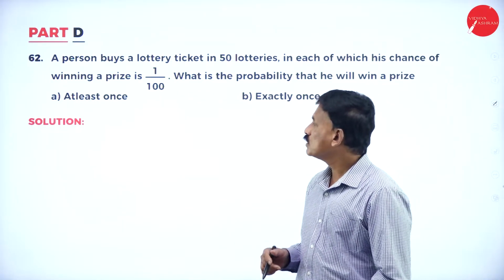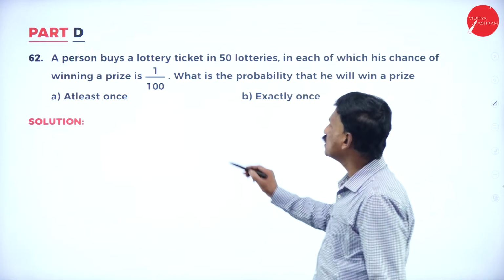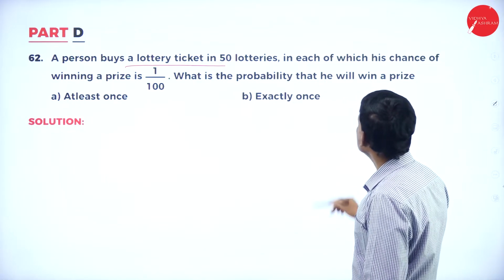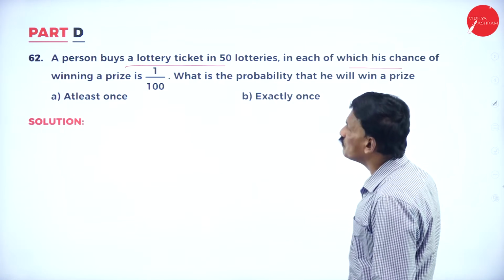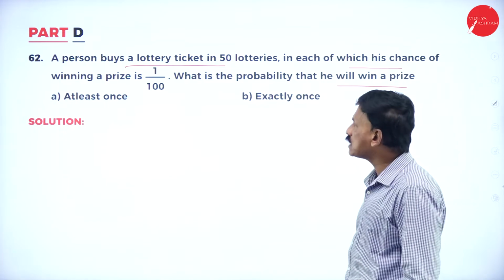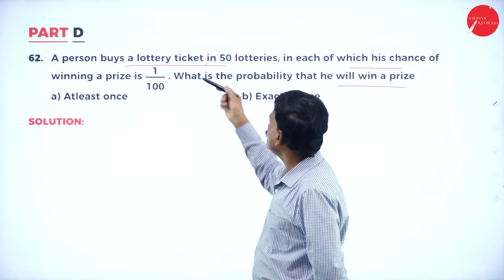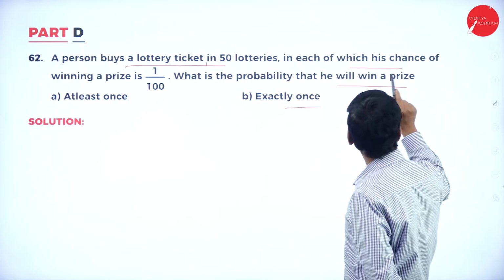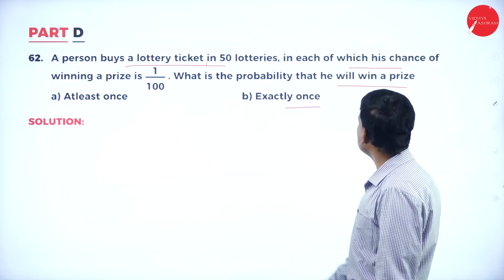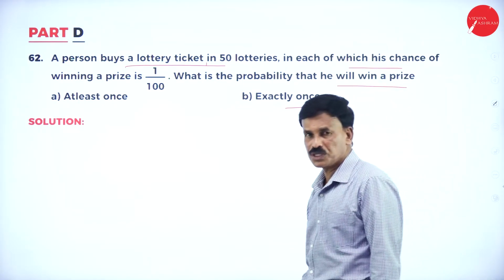Question number 62. That is from probability. Now, what is the problem? A person buys a lottery ticket in 50 lotteries, in each of which his chance of winning a prize is 1 by 100. If such is the case, what is the probability that he will win a prize at least once, or exactly once? Okay, two cases are given here.